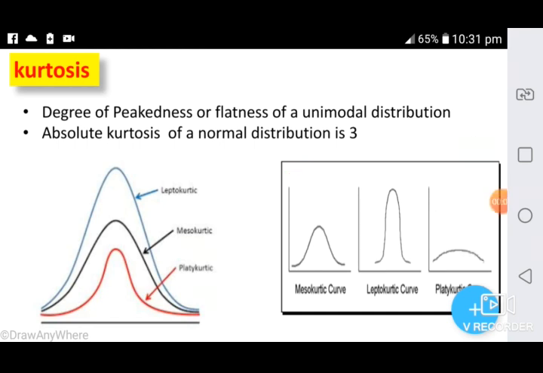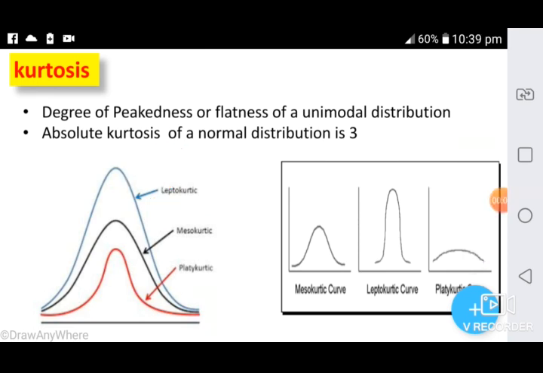Then leptokurtic. Here leptokurtic kurtosis is greater than 3. The distribution is longer, tails are flatter, peak is higher and sharper than mesokurtic. In simple words, the curve is more peaked than the normal curve. It is called leptokurtic.